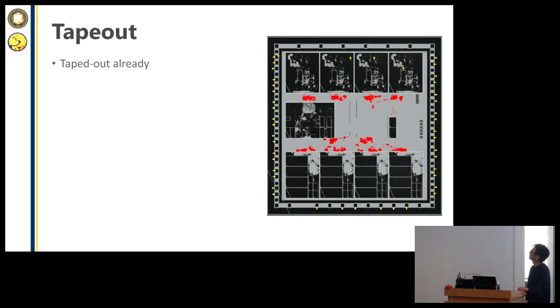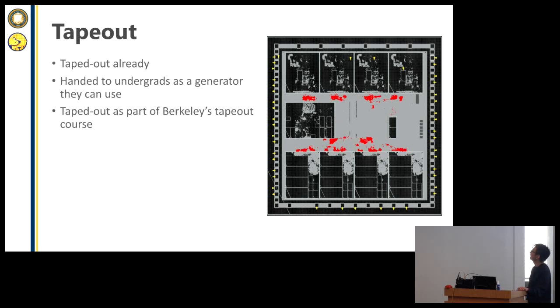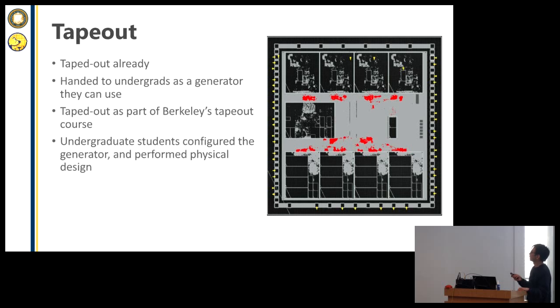Constellation has been taped out. This was a class chip, the one I talked about yesterday. I actually handed Constellation to the undergrads as a generator that they can use. I feel like if your project is robust enough for a bunch of undergrads in a tape-out course, it provides some confidence to me that it seems to be OK. So they configured the generator, performed physical design on the thing, and you can see the red highlighted here is the various router nodes in the resulting network. So yeah, maybe it's OK. I don't really know. I wouldn't bet my life on it, but it seems OK for now.